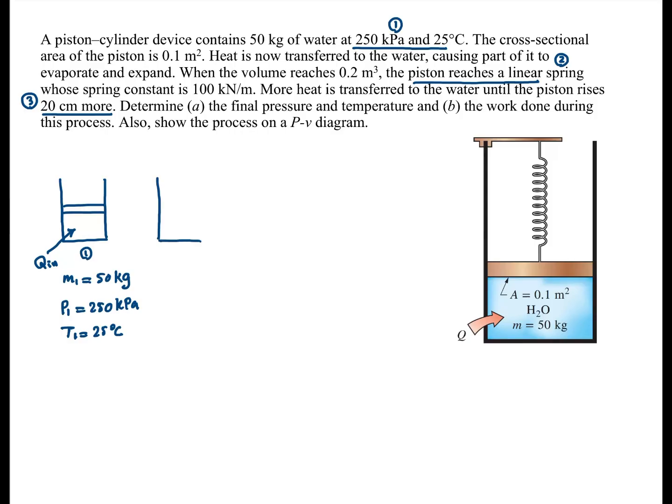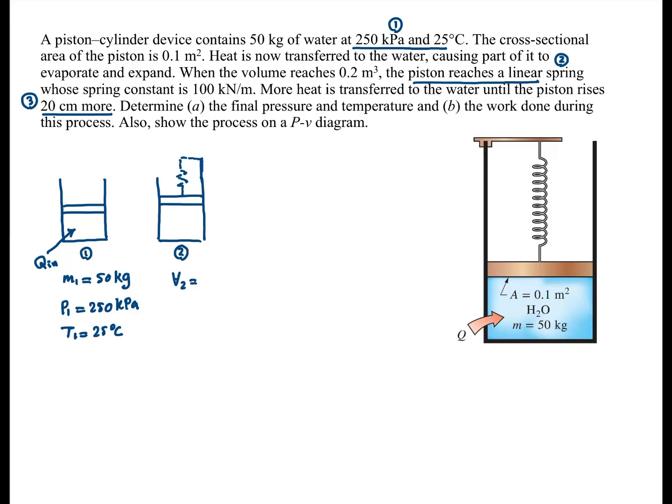So we have the same cylinder piston device. We're going to have expansion of water. When the volume reaches 0.2 meter cubed, the piston reaches a linear spring. So let's say we have a linear spring here. The problem says that the piston reaches the spring, but it's not going to compress the spring. So this is state number 2.